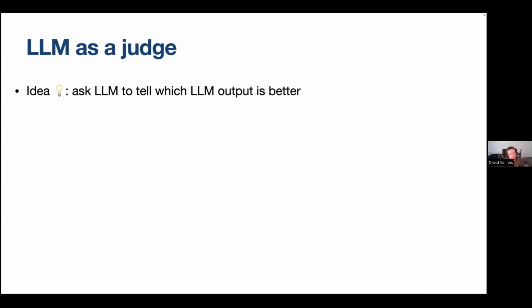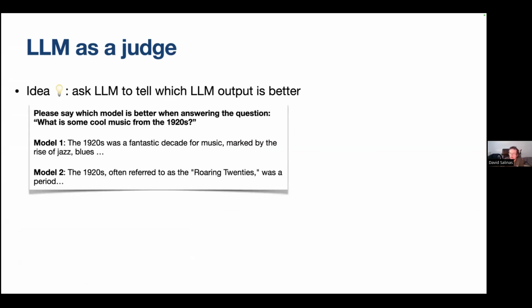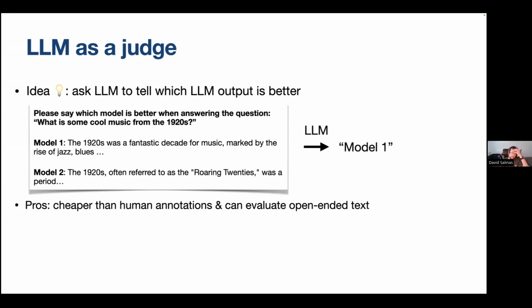So instead, LLM as a judge has become quite popular. The idea is that instead of asking humans, you ask an LLM to tell which output is better. For instance, there will be a set of two ambiguous completions, and instead of asking a human, you prompt an LLM: please say which model is better, and it will tell you, for instance, model 1. The big benefit is that it is obviously much cheaper than human annotation, and it can evaluate open-ended text.